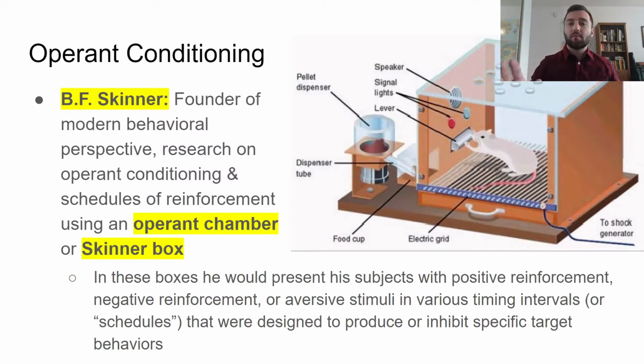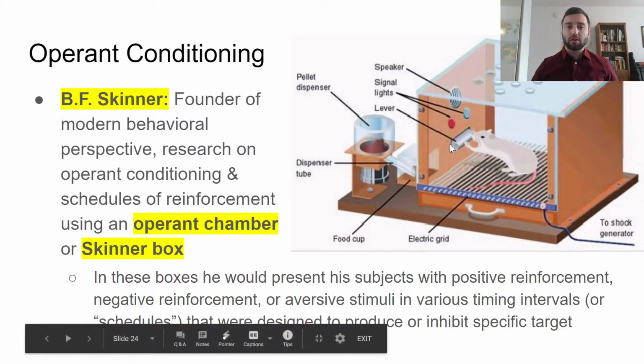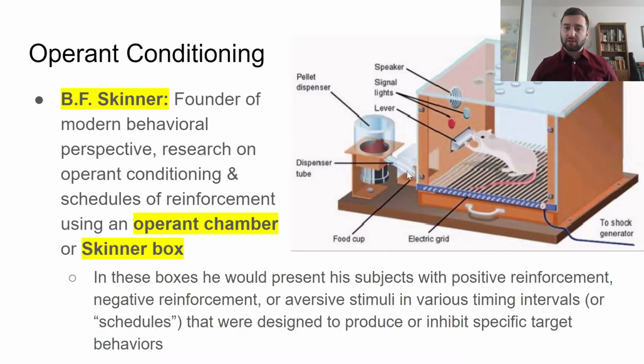Now, this is an example, if you look on the right there, of the operant chamber or the Skinner box. There's a whole bunch of pieces. It doesn't have to look exactly like this, but this is maybe all the stuff that could be there. Sometimes some of these might be missing or something might be added, but it's basically going to look like this. So we've got a box. Within there, we usually have a mouse or a rat. And then there's a whole bunch of things. The most important parts are this lever here and this pellet dispenser.